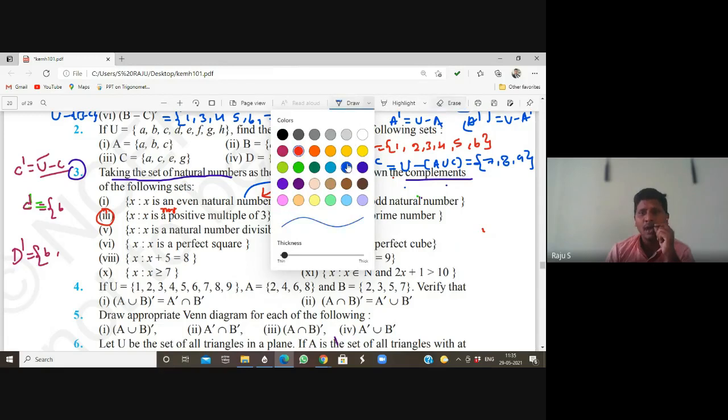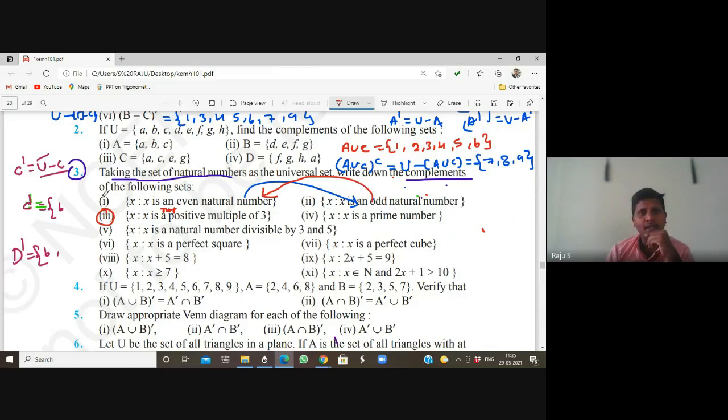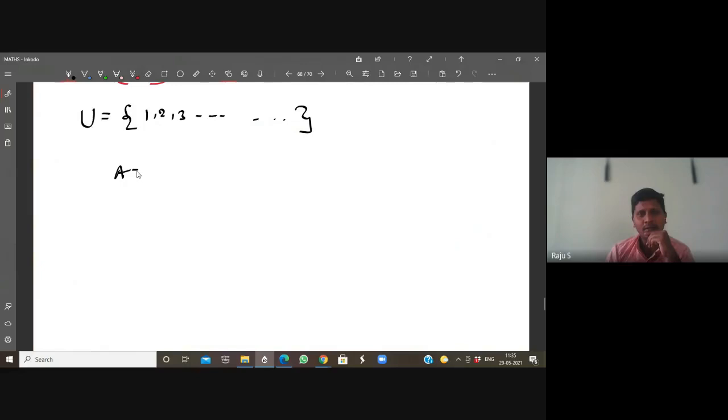So how to write in the NCERT solution? You can take, let capital A is equal to the set of X such that X is an even natural number. Then A complement is X such that X is an odd natural number.